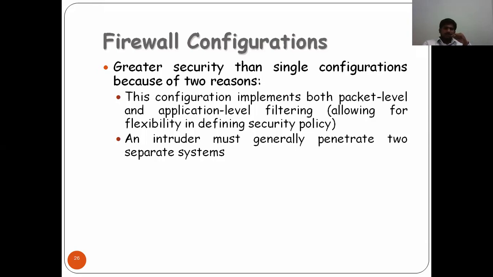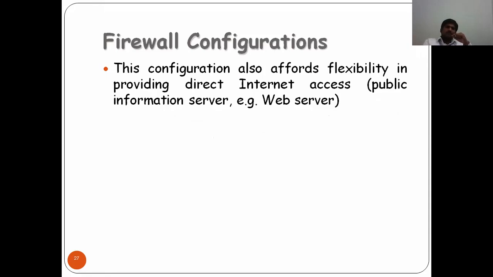Another reason is that the intruder must generally penetrate two separate systems. The intruder, a new one entering the system, must penetrate the separate systems; only then can he get to configure the firewall.